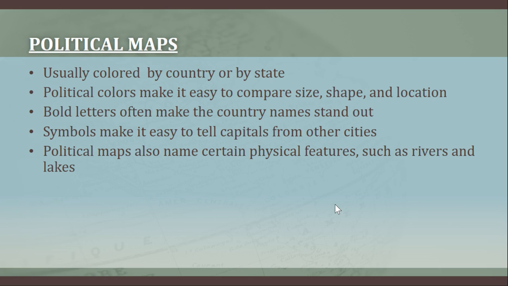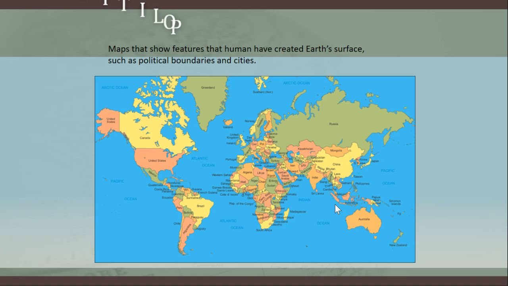They are about boundaries, right? Countries, states, cities, whatever. Usually you have symbols that will differentiate capitals from other cities. Sometimes it's only capitals. Sometimes they don't have any cities on them at all. But basically, this is going to be just borders, right? And they're usually in different colors to make it easy to compare the size, the shape, and the location of whatever you're talking about. This is a very typical political map.